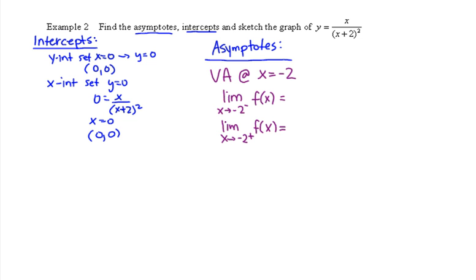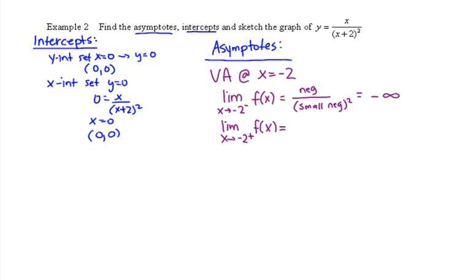Okay, -2 from the left is -2.1, say. So the numerator would be a negative, all over -2.1 plus 2, a small negative. But what are we doing to our small negative? We're squaring it, so it's going to approach -infinity, because a negative over anything squared becomes positive, so negative over positive is negative.